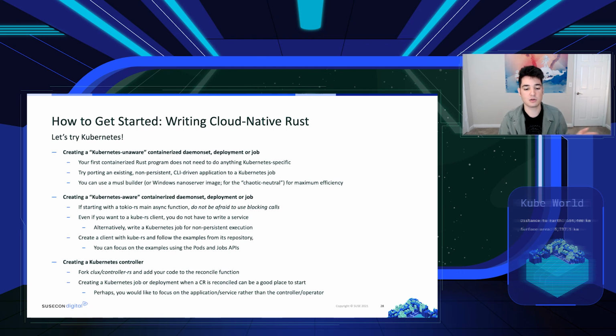Finally, the third thing I would do is create a controller. Fork Clux's controller-rs and just go straight to the reconcile function. Don't worry about the rest of it at first, I would say. And even if you don't want to focus on the controller, maybe all you want your controller to do is, when you see a CR resource created, you just launch the job that you made from the last step or the step before. You don't have to focus on making a super advanced controller if you just want to use the controller to launch other things. And then maybe after that, you can start getting into advanced use cases with your controllers and operators.